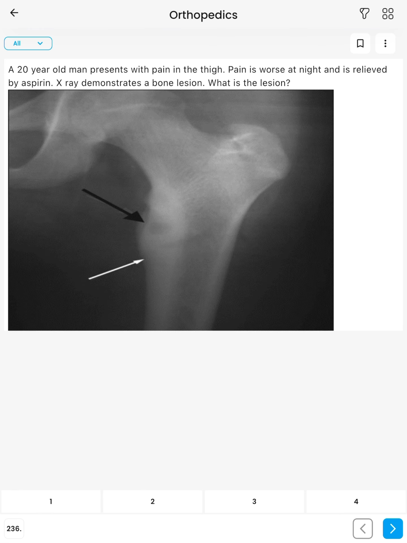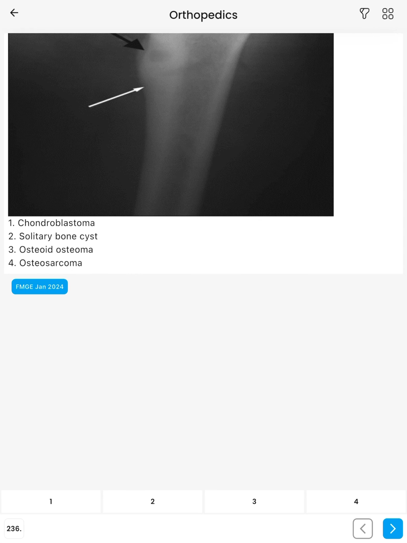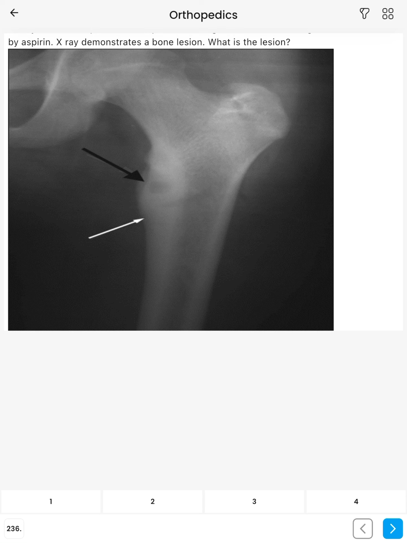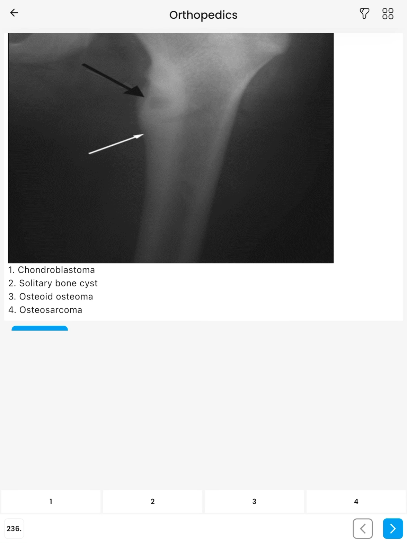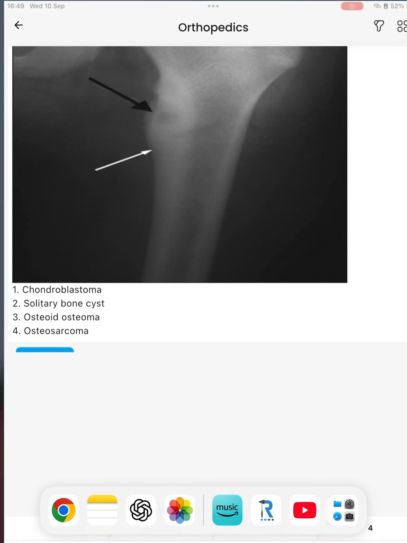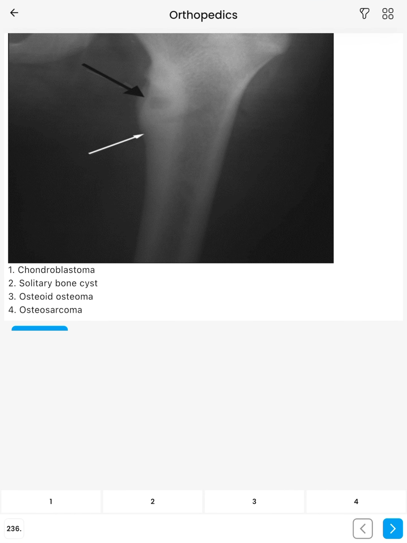Pain in the thigh. Okay, see this. Pain in the thigh, pain worsened at night, relieved by aspirin. See, it is not involving the epiphysis, it is involving the metaphyseal region. So according to the mnemonic, MO. Okay, and we can rule out 1 and 2. Coming to the 3 and 4 answers. Osteosarcoma involves the Codman triangle and sunray appearance, which is not seen in this question. So the answer is 3.